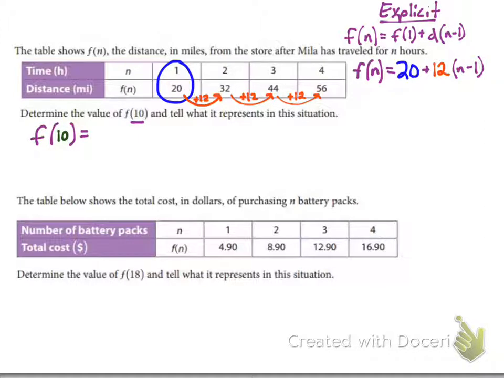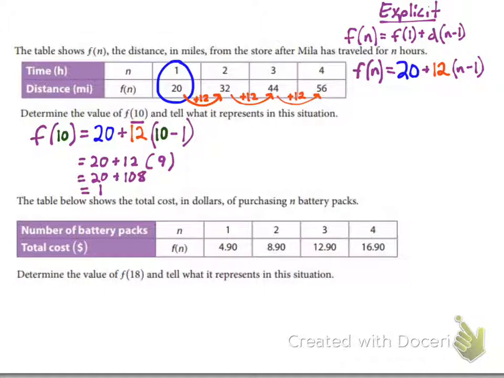Let's plug it in for 10. So f of 10 equals 20 plus 12 times parentheses n minus 1, but instead of n, I plugged in 10. So we get 10 minus 1. 10 minus 1 is 9. 12 times 9 is 108. And 20 plus 108 is 128. What does this mean? Well, what does f of 10 mean? It means that when the input is 10, the output is another value.